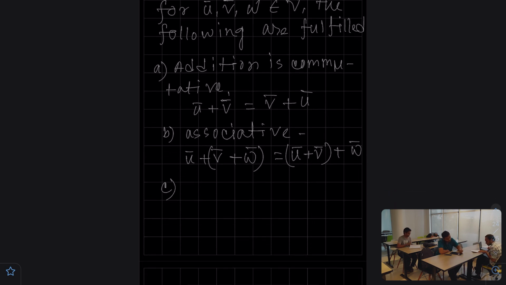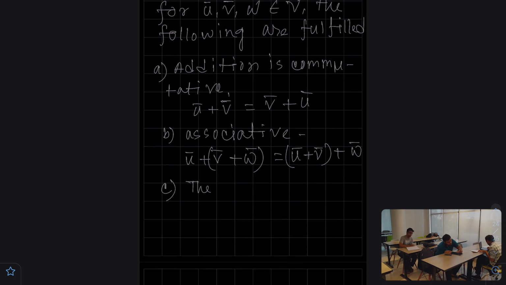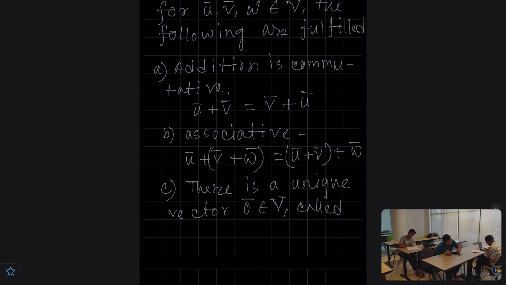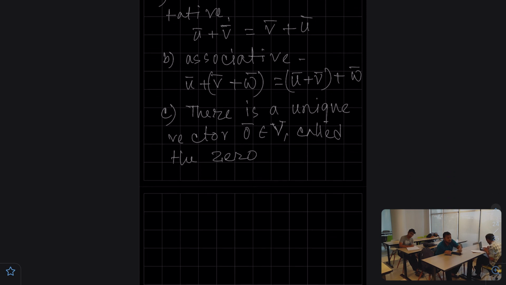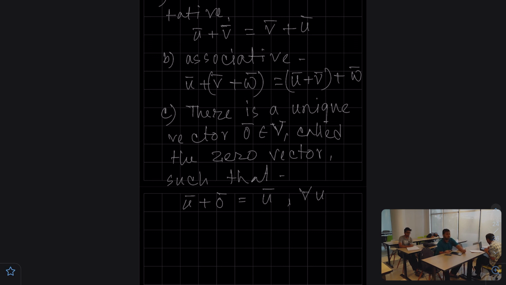So there is another one, C. There is a unique vector 0 belonging to V, called the zero vector, such that u vector plus 0 vector is actually u vector for every u belonging to V. Is everyone familiar with this notation as well? This is for all, or for every.